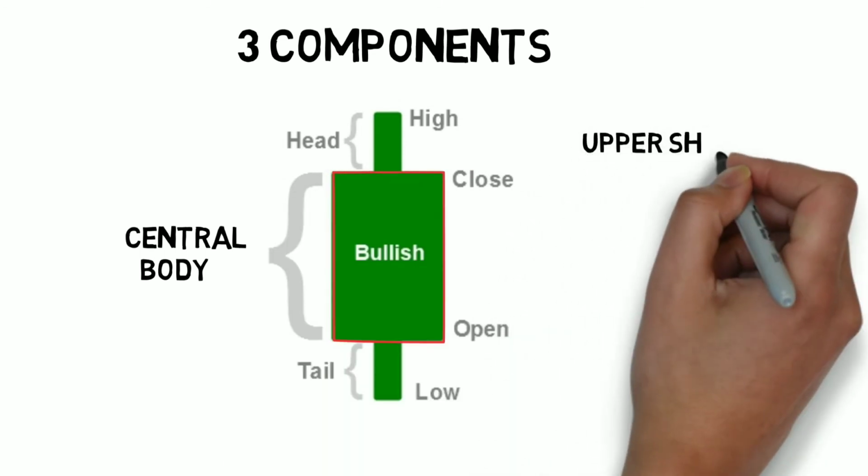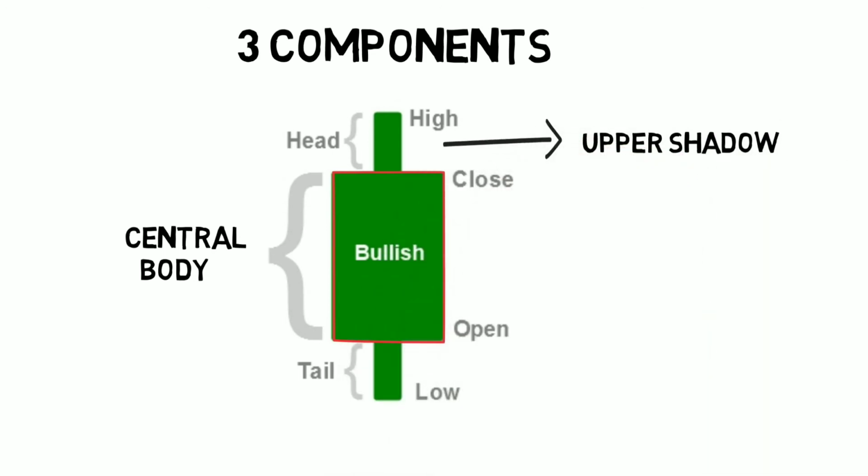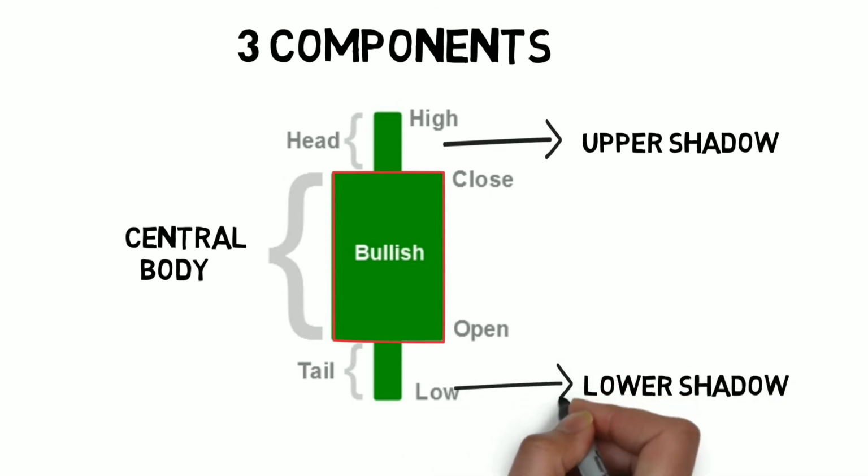Number 2, the upper shadow. It connects the close and high price. Number 3, the lower shadow. It connects the open and low price.